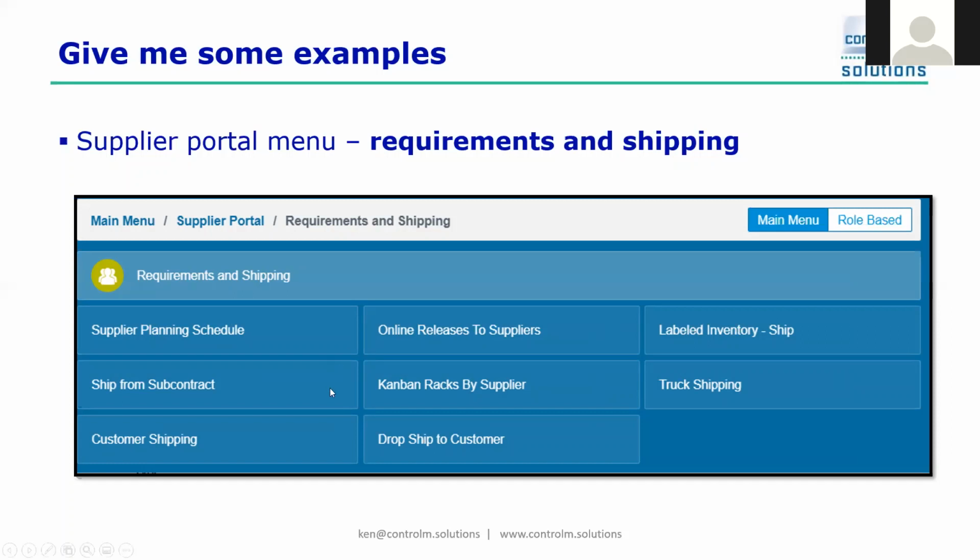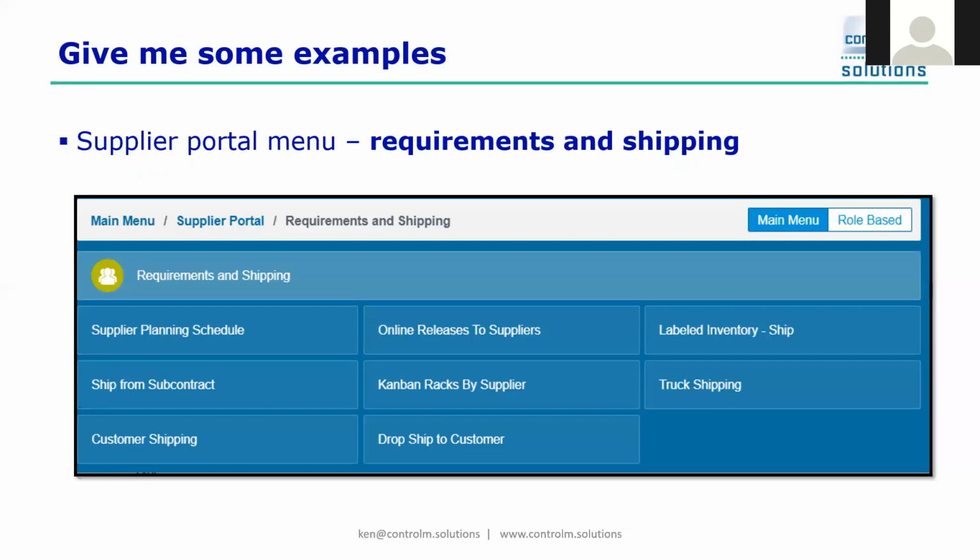You can see some other screens here that are actually really cool and maybe underutilized. If you do subcontracting, you can actually, through the portal, have your subcontract supplier ship from subcontract. So all you have to do is then receive, and all the rest of it's been taken care of for you. Again, they can label directly.